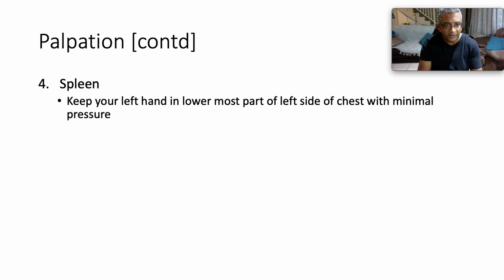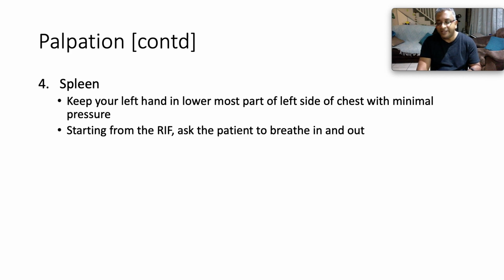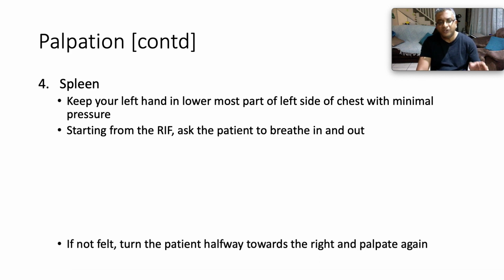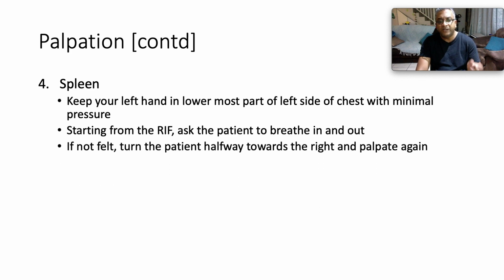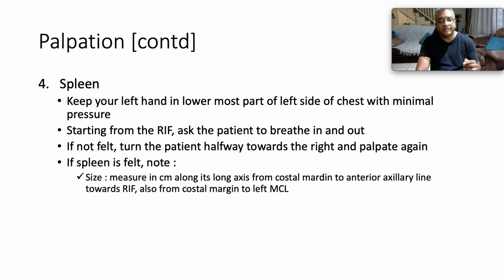All right. Regarding the spleen, you keep your left hand in the lowermost part of the left side of the chest with minimal pressure. And remember that in adults, the spleen enlarges inferomedially. So you want to start all the way down in the right iliac fossa. Ask the patient to breathe in and out gently. If the spleen is not felt, you turn and you're going to feel progressively upwards. And we're going to look at a beautiful picture just now. But if the spleen is not felt, you turn the patient halfway towards the right and palpate again.